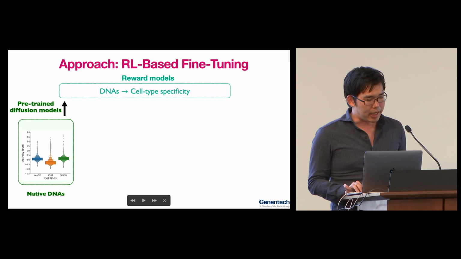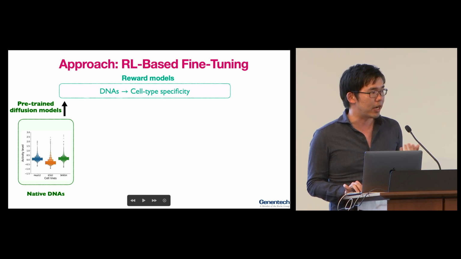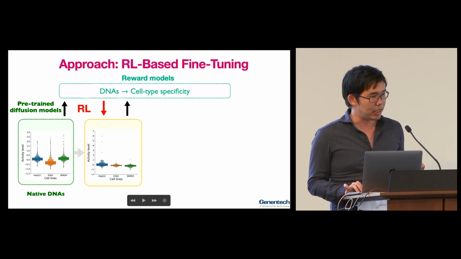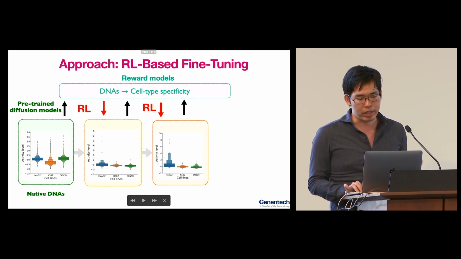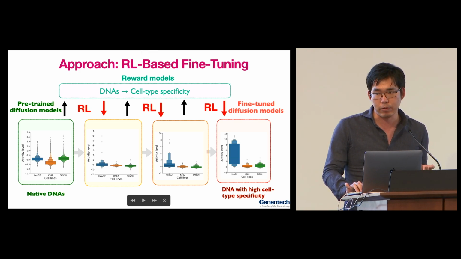To achieve that, we propose a new RL-based fine-tuning approach for biological sequences. Here, let's assume that we already have a good generative model trained on large data sets, and also that we have access to some reward model from sequence to functionality. In our approach, gradually interacting with the reward model, we fine-tune the generative model using reinforcement learning. And then, for example, we can generate DNA sequences with high cell type specificity.